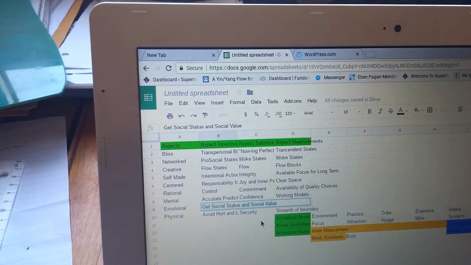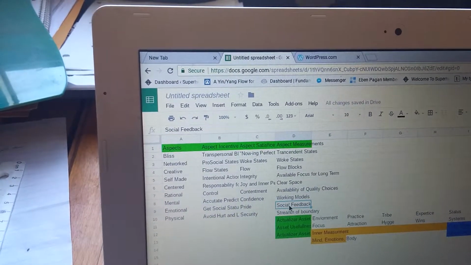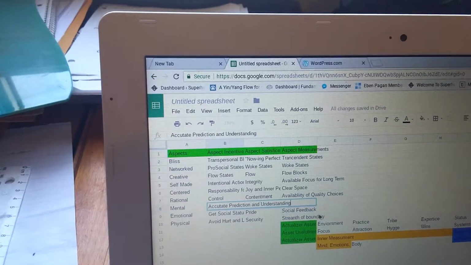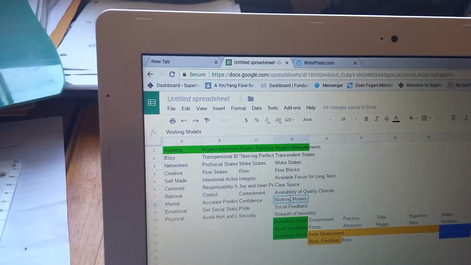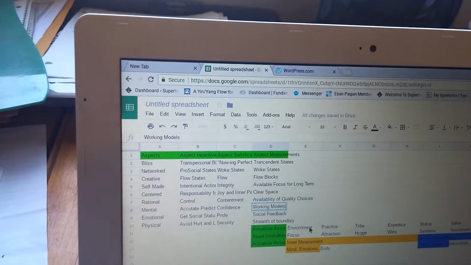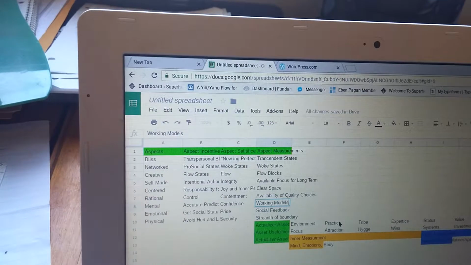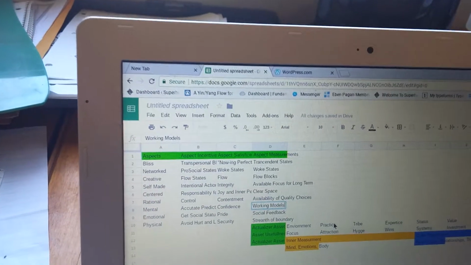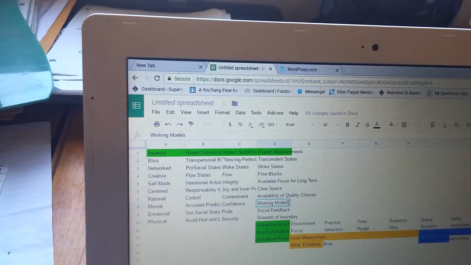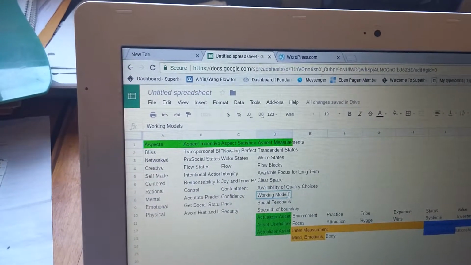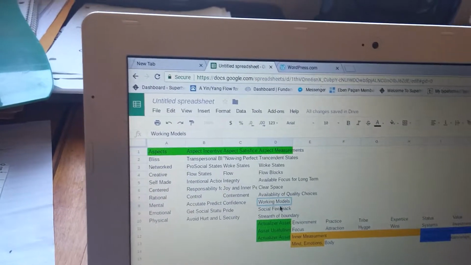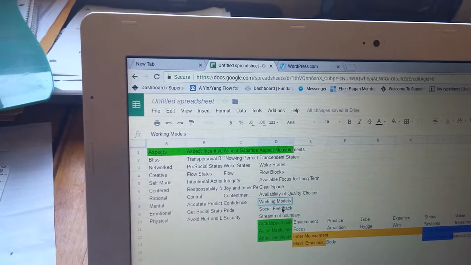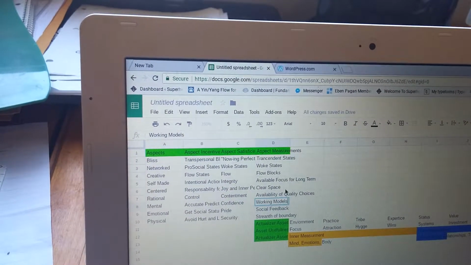Getting social status and social value, we can figure that out by our social feedback. Getting an accurate prediction of models and our understanding can be understood by how our models work. Whether they be business models and status, or environmental models, or the way we practice, like how we structure our day, if those are working and effective at what they plan to do, then we can mark that as an effective thing. Hopefully we can get this really quantitatively so that there's no doubt about what they all mean.